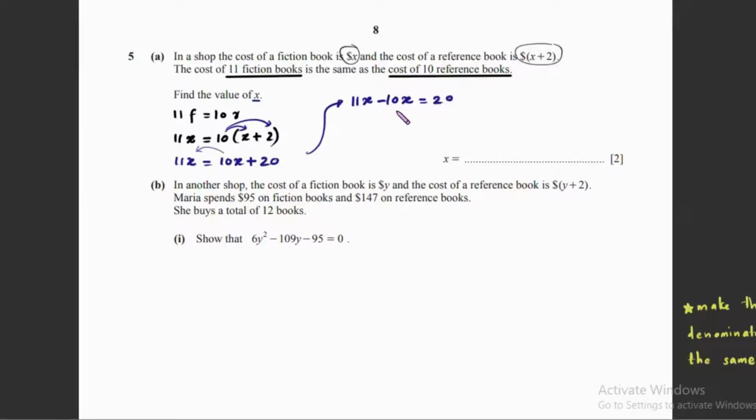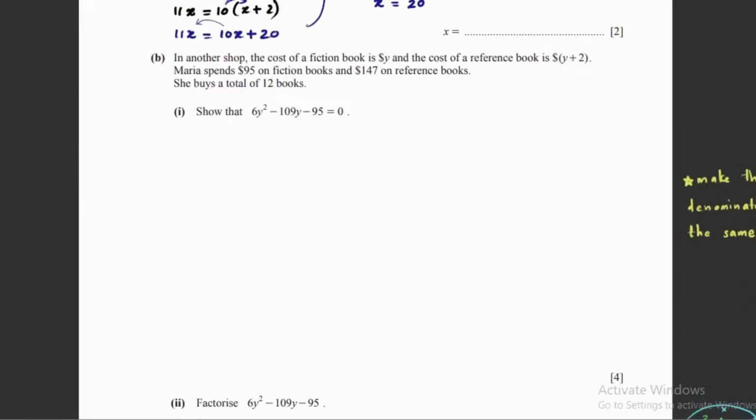So 11x minus 10x is equal to x. So this gives us the value for x, which is the cost of a fiction book, that is $20. So we are supposed to find what x is, which is 20. Let's move on to part B.